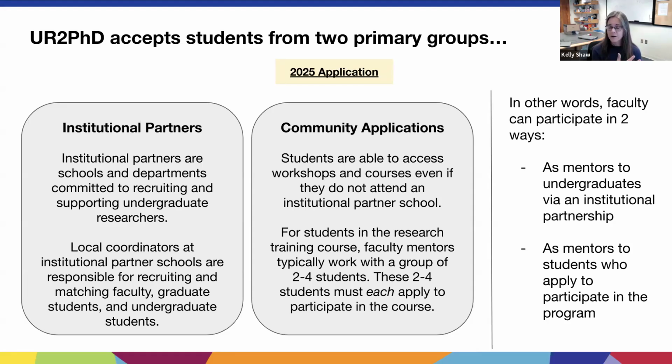There's a local coordinator, who could be a staff member, a grad student, or a faculty member, who is responsible for recruiting and matching faculty, grad students, and undergraduate students together, and sending out resources. I'm not focusing on that here, but I'm happy to talk at the end when we have questions more about institutional partners. We also have community applications, so faculty members and their students who are not at institutional partners can apply to be part of our courses.